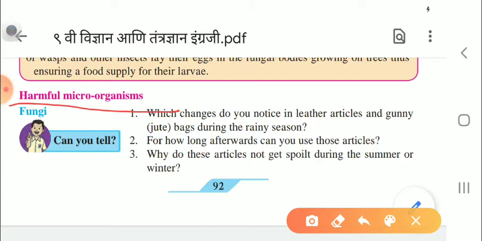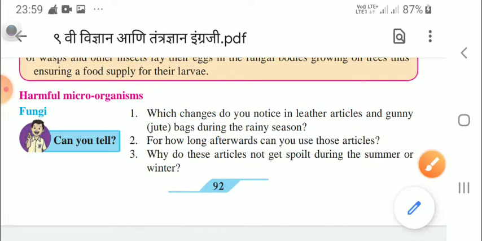Now why do these articles not get spoiled during the summer or winter? Because naturally, at that time the rainy season is not there and the condition of the atmosphere is not moist. So I hope these queries are clear to you.